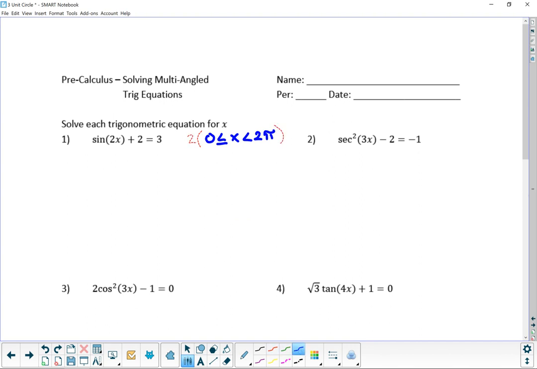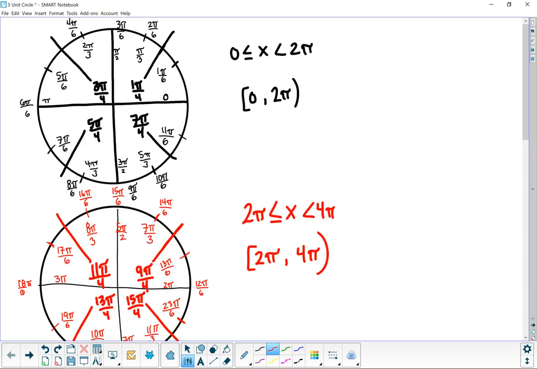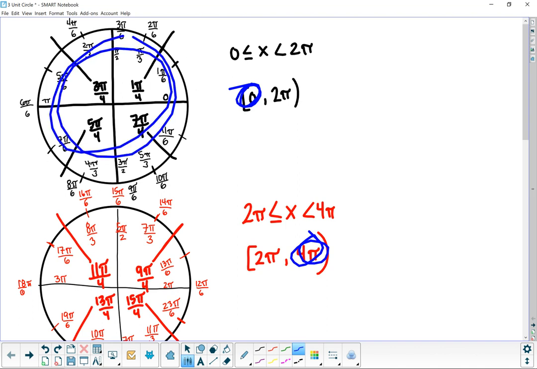So if we do this, we will end up with 0 times 2 is 0. 2 times x is 2x, and that's what we want. 2 times 2 pi is 4 pi. So when we're working on this, we will be looking from 0 all the way to 4 pi, which means we're going to use that first unit circle and that second unit circle. Okay? So that's all it means.